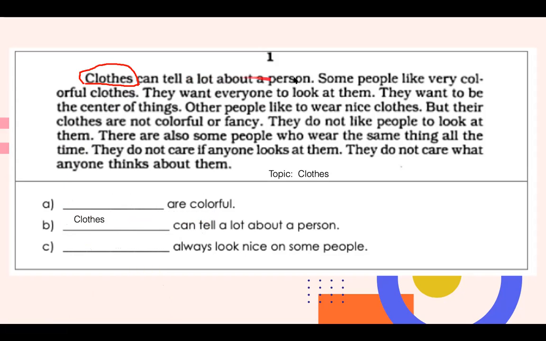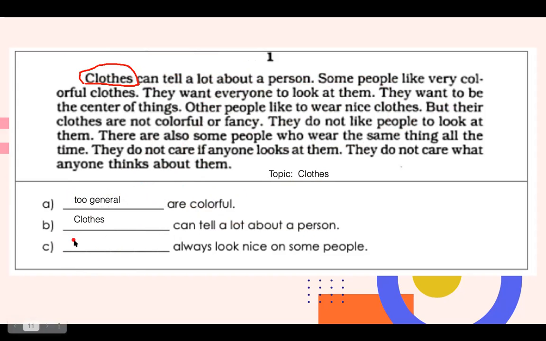It's the first sentence of the paragraph. Clothes can tell a lot about a person. So just by reading this sentence up here, it's telling you what the rest of the text is going to be about. Solo con leer esta primera oración, we can know about the rest of the text. Are colorful? That's too general, I will say. Too general because clothes comes in different colors.